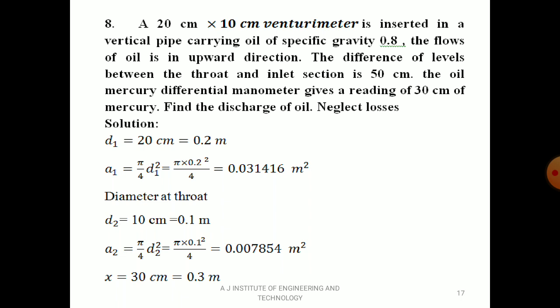You can see here the CD value is not given. That is very important. You cannot directly take CD value equal to 0.98 or something like that. But they have told here to neglect losses. So let me start the problem.